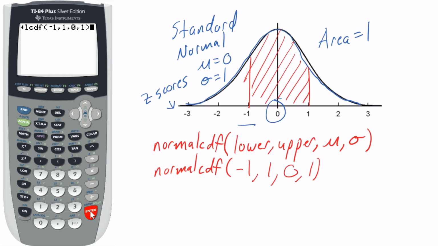And again, if you don't have that menu option, what your calculator should look like is what I've got on the screen right there. And so what we end up with is about 0.6827 if we round to 4 decimal places, which we could also say is 68.27%. Since the area is 1, we can also represent this as a percentage very easily. So this is the standard normal distribution, mean of 0, standard deviation of 1.